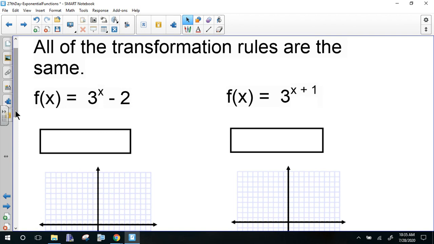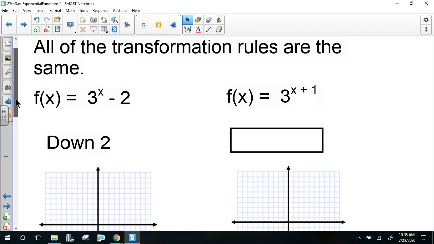All the transformation rules are the same. If you have a value that's added or subtracted to the exponential function, it moves it up or down. This one will go down 2. So let's take a look at that.